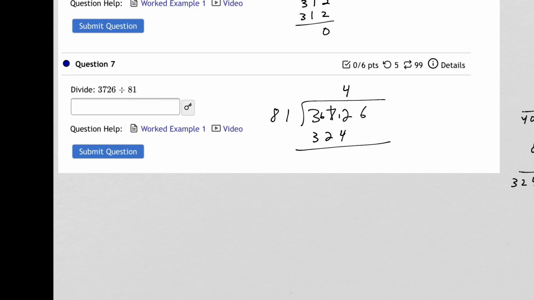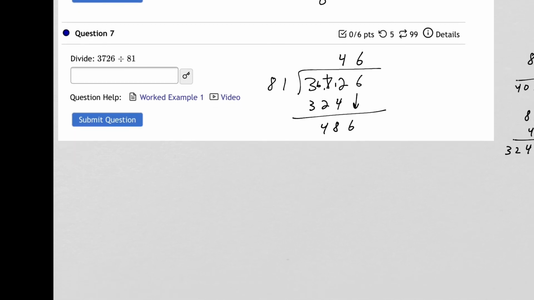12 minus 4 is 8. 6 minus 2 is 4. Bring down the next digit, which is 6. And then 81 into 486. Maybe, let's see. It looks like it'll be 6, right? Exactly 6 times. Let's try 6. So now if I multiply 6 times 1 is 6. 6 times 8 is 48. Yep, and my remainder is 0. So this is exactly 46 times.